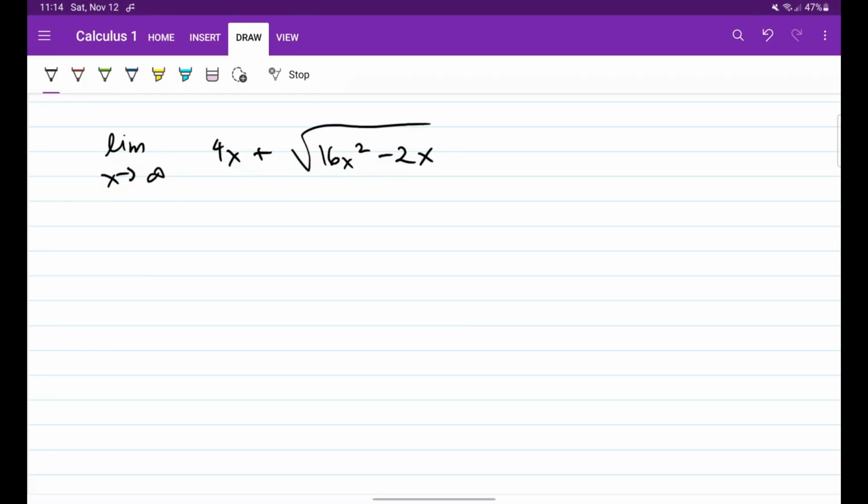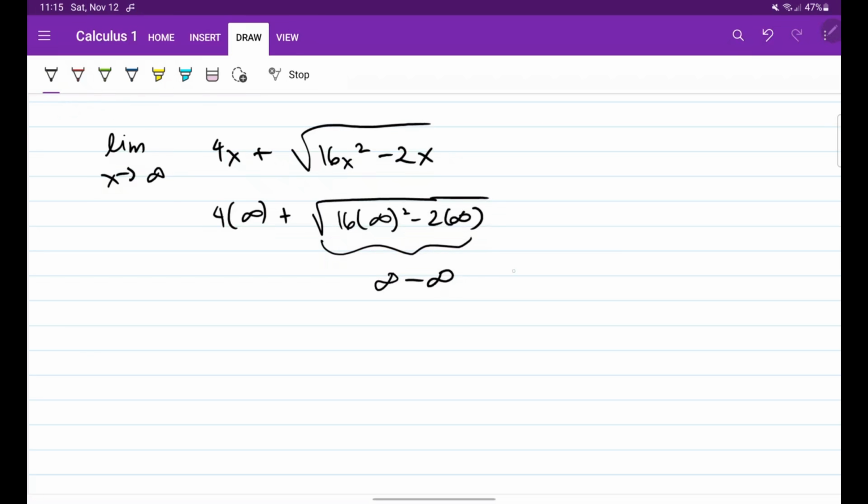Okay, so welcome back to Quick Calculus, and in this video we'll again have an example involving limits at infinity. So we have here the limit as x approaches infinity of 4x plus square root of 16x squared minus 2x. So again, what we do is to try and substitute infinity first. So let's try 4 times infinity plus square root of 16 times infinity squared minus 2 times infinity. So this part would become infinity minus infinity, and we said that infinity minus infinity is indeterminate.